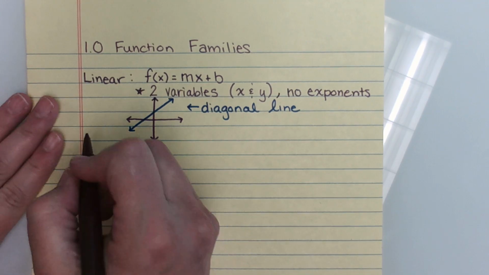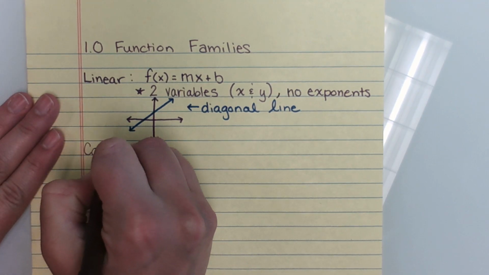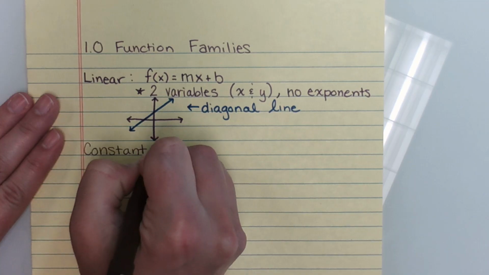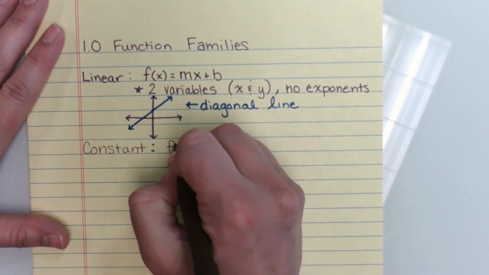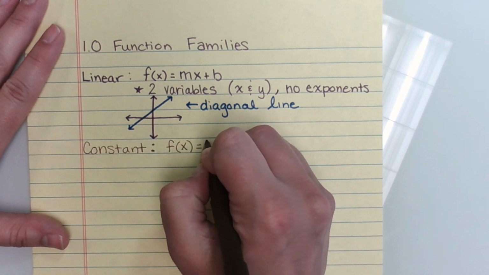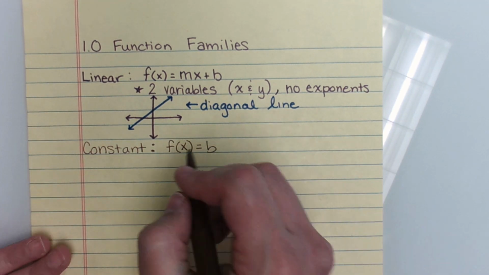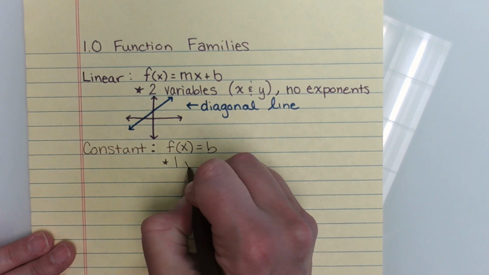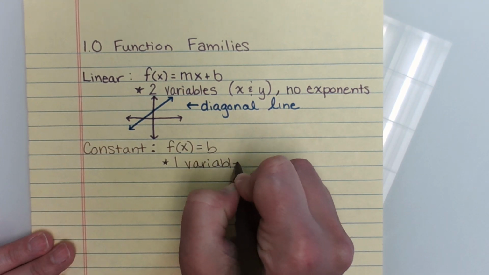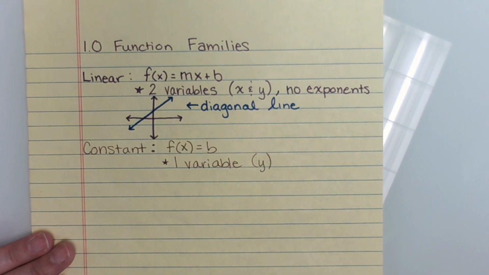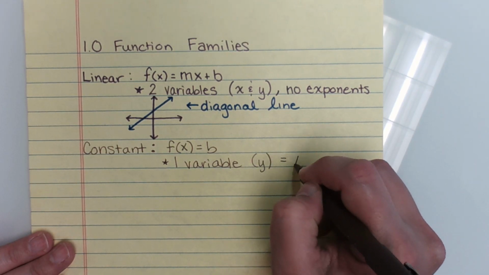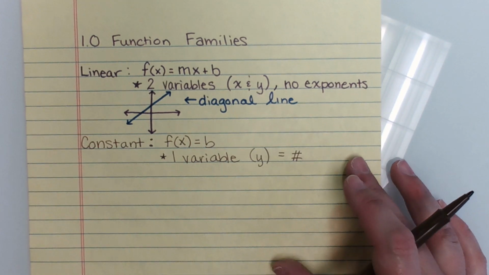Speaking of which, that next family is known as the constant functions. The constant functions is the oddball of the group. It's one that doesn't have two variables. Constants always have one variable. That variable being that f of x. F of x being a fancy way to say which variable? Y. It's generally just y equals a number.